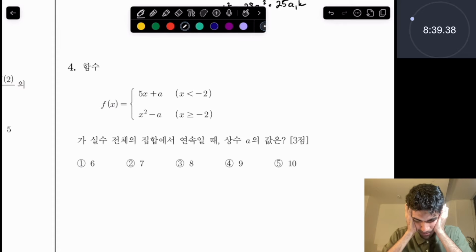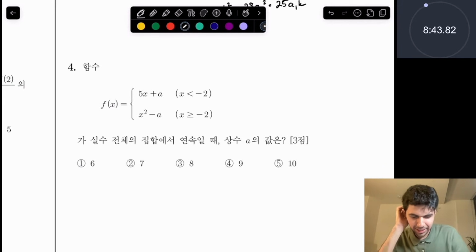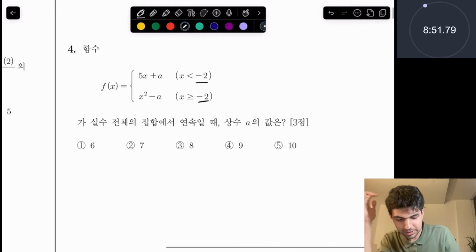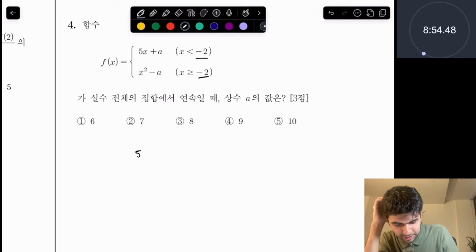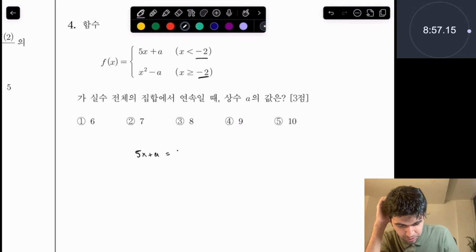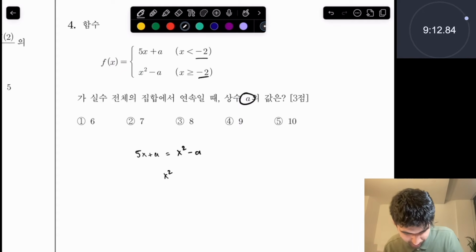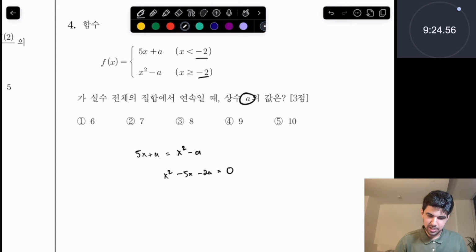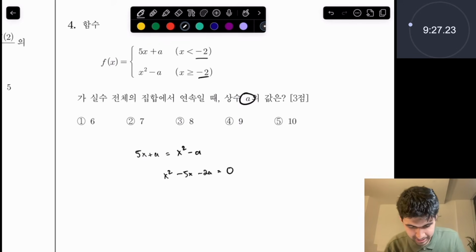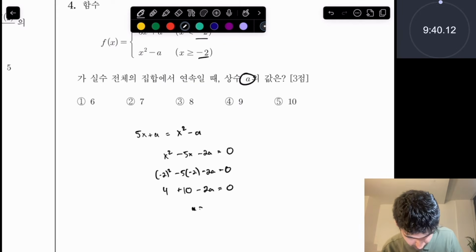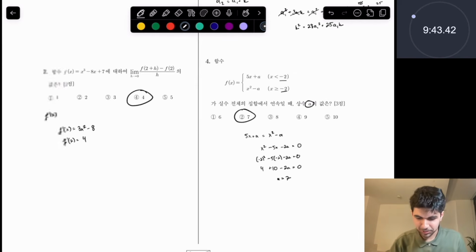I don't speak Korean, but we have a piecewise function and it's split at -2. My guess is that this is going to have to deal with continuity, and so we're essentially going to solve for a such that 5x plus a is equal to x squared minus a. It's going to ask us to find the value of a that makes this continuous. So we have, at x equals -2. Okay, I was like, what am I supposed to do? a equals 7, answer choice 2.